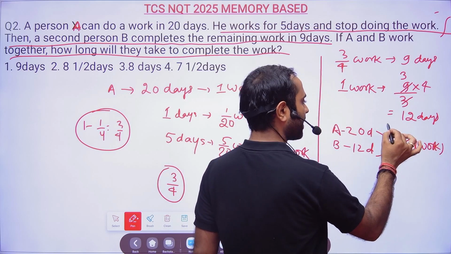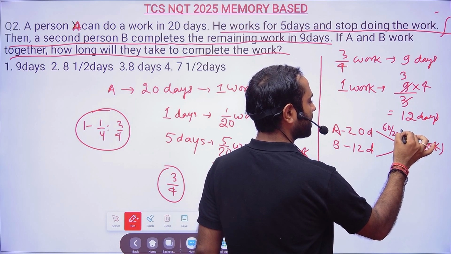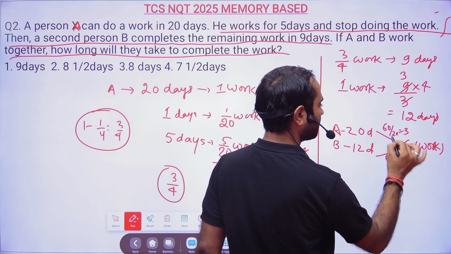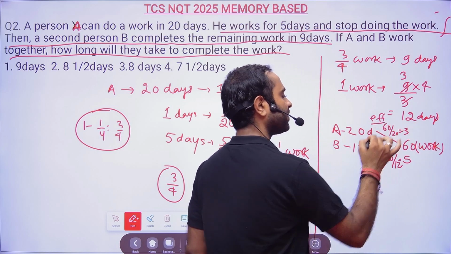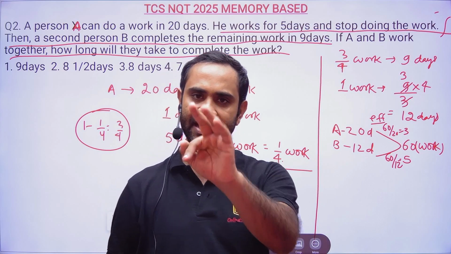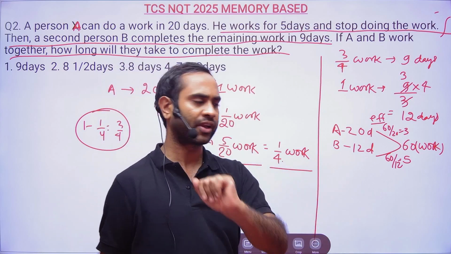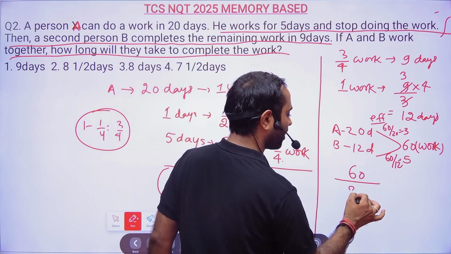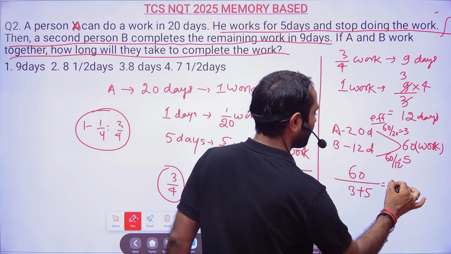Now 60 by 20 will be 3. 60 by 12 will be 5. This is nothing but my efficiency. Efficiency means A can do 3 work in a day and B can do 5 work in a day. If they are working together, then for completing 60 work, they will take 60 by 8.